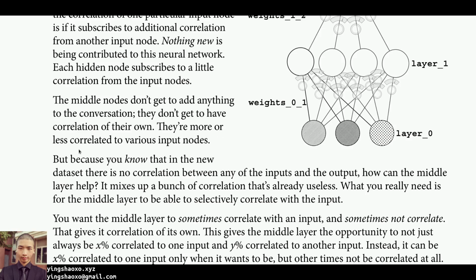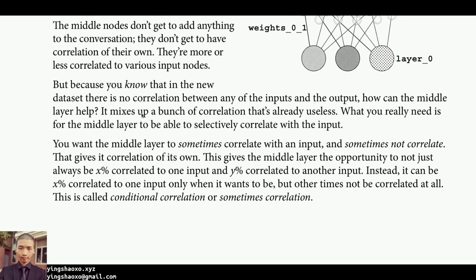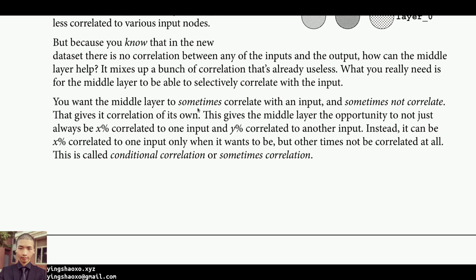They don't get to have correlation of their own. They are more or less correlated to various input nodes. But because you know that in the new dataset there is no correlation between any of the inputs and the outputs, how can the middle layer help? It mixes up a bunch of correlation that's already useless. What you really need is for the middle layer to be able to selectively correlate with the input. You want the middle layer to sometimes correlate with an input and sometimes not correlate. That gives it correlation of its own.